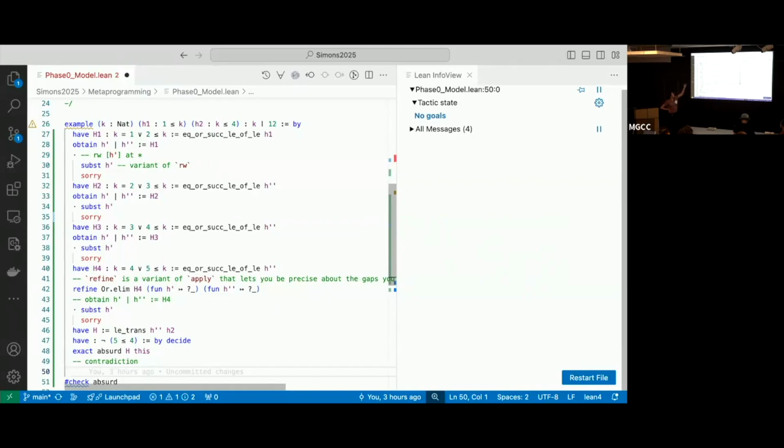And I think I'm going to build the rest of this myself, but I'm going to call on the existing subst and decide tactics rather than writing those parts myself.